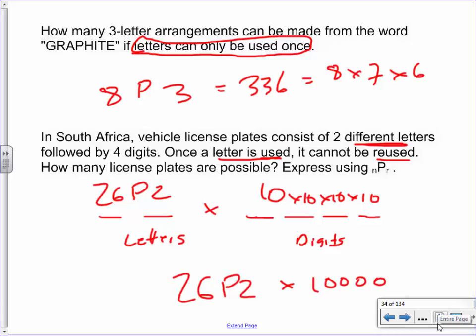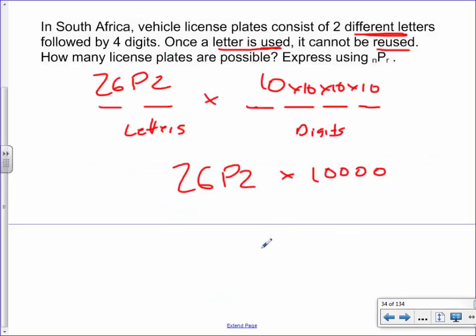Make sure you read really carefully, because it didn't say that the letters or the numbers couldn't be reused. It just said the letters can't be reused. Does that make sense? That's where the twists are. There's 6 million choices, which kind of makes sense because you probably want to have at least 6 million different license plates for all the cars there.